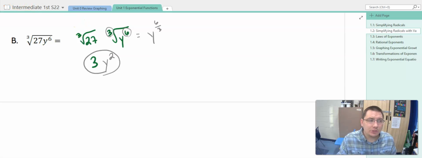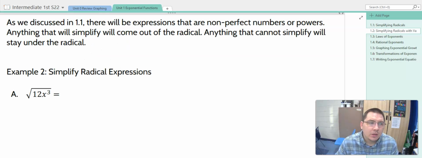All right? And so in example 2, we're going to look at some that don't perfectly reduce. We're going to get left with some radicals. So let's take a look at those. As we discussed in 1.1, there will be expressions that are non-perfect numbers or powers. For example, taking the square root of 8. Yeah, we can simplify it, but it doesn't come out to just the number like the square root of 4 coming out to 2. And so anything that will simplify is going to come out of the radical, and anything that doesn't simplify will just stay under the radical. And so we're going to look at how that will work here.